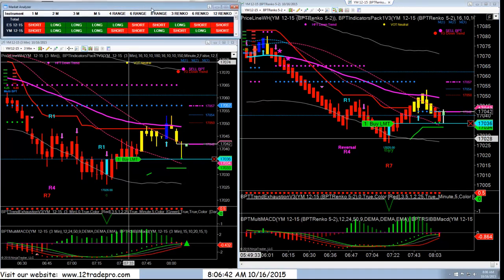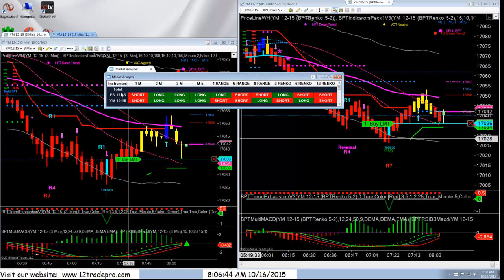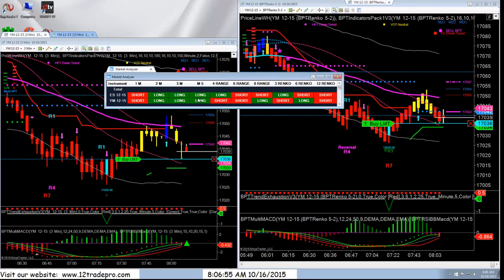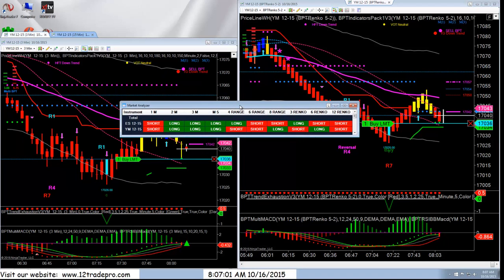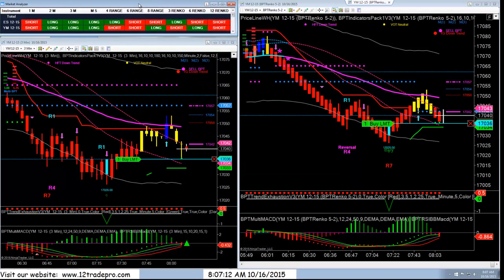Upper left hand corner, I have the market analyzer, and I'm using it as a scalper. Short-term trend right now, the 2-minute, the 3-minute, and the 5-minute is telling me the trend is up. I'm using this as a scanner, and I've got a 6 range, 8 range, 3 tick, 6 ticks, 12 ticks in this market analyzer.